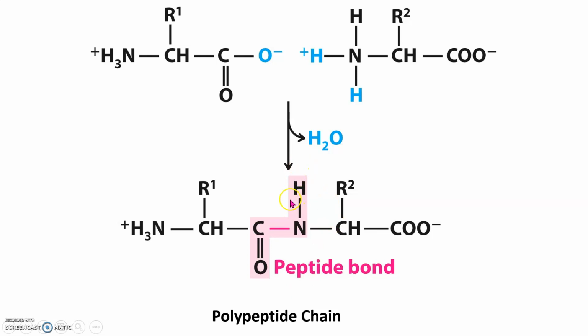We have our peptide bonds. The carboxyl end of one amino acid bonds to the amine end of another. We lose water, and we get this peptide bond. A peptide bond joins amino acids together. This is a polypeptide chain, with many bonds.